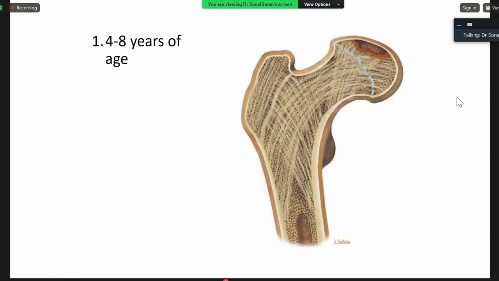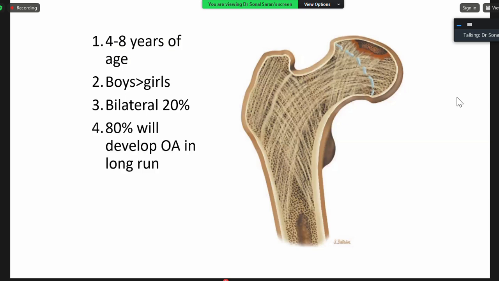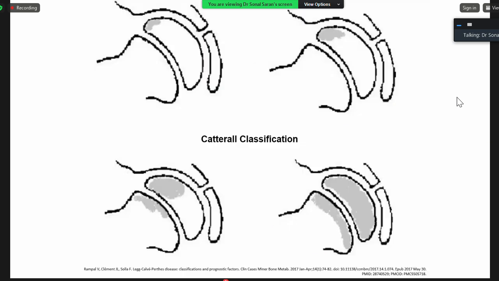Legg-Calvé-Perthes disease basically affects predominantly 4 to 8 years of age. Boys are more commonly affected than girls. It is bilateral in 20% of cases, and 80% will develop osteoarthritis in the long run.